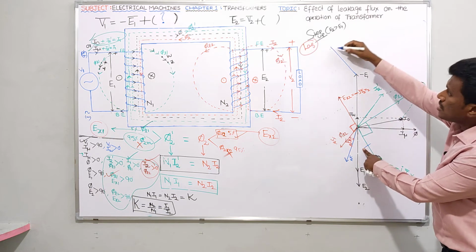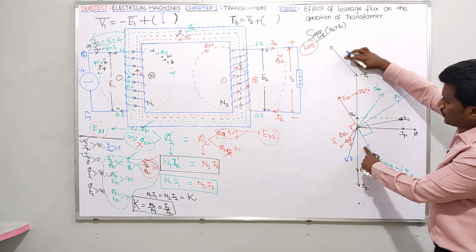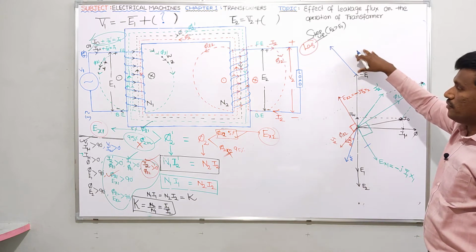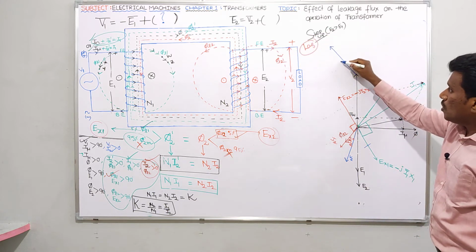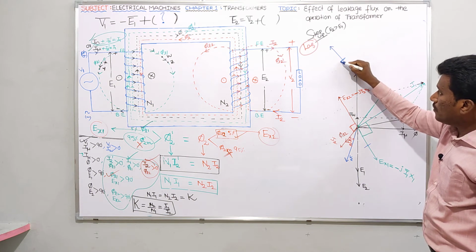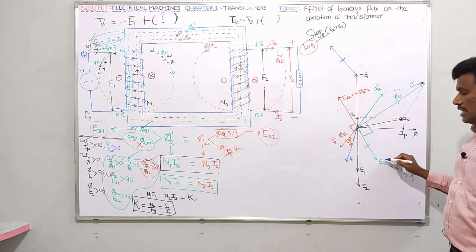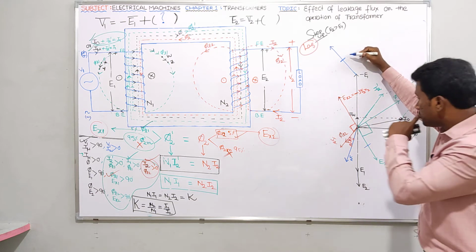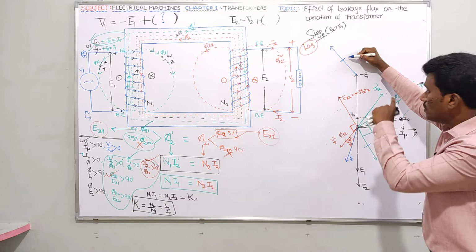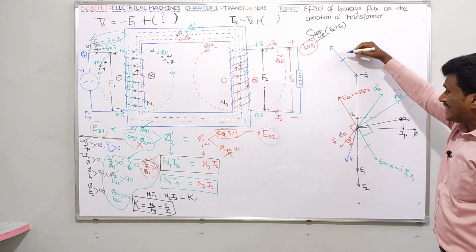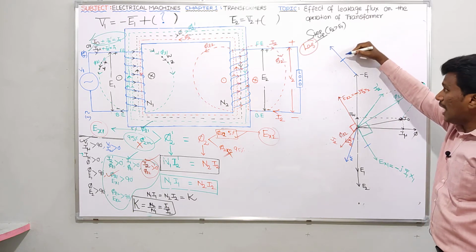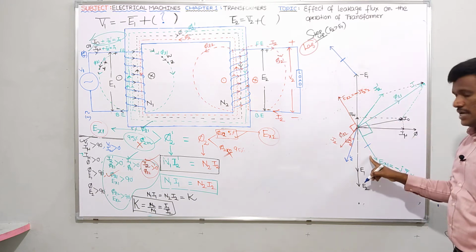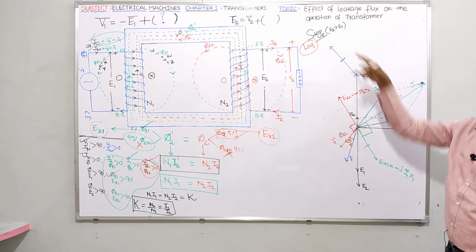It is like this. How much angle between this vector and this vector? 180 degrees. If you are going to induce some EMF in the primary side, what is that EMF magnitude value? Same as that of EX1. If you are going to induce some EMF here, that EMF vector should be out of phase with the EX1. Yes, it is out of phase.